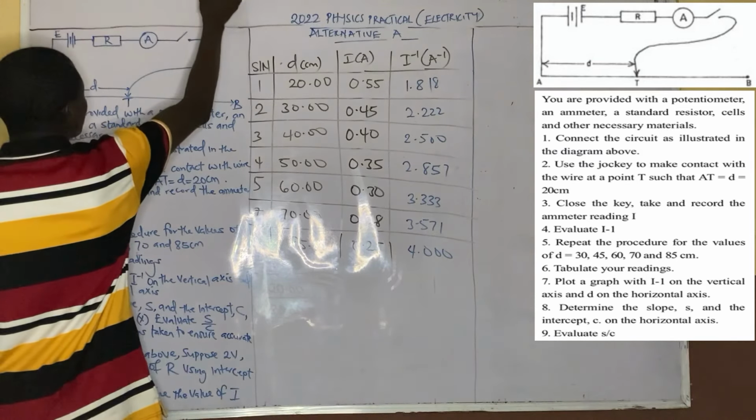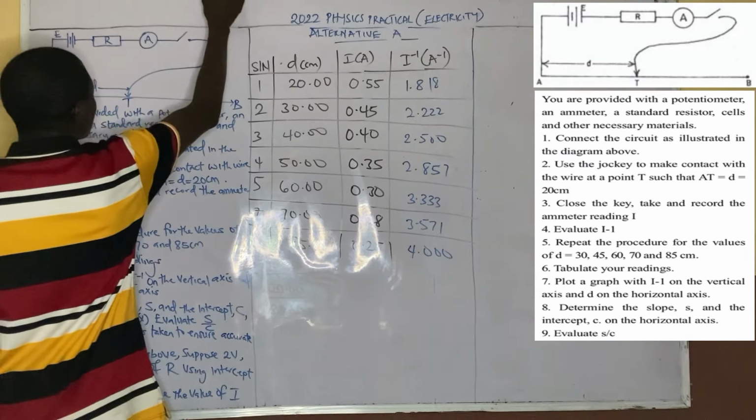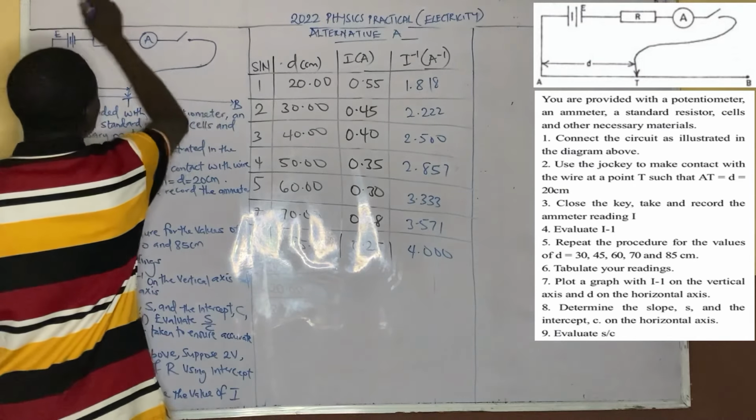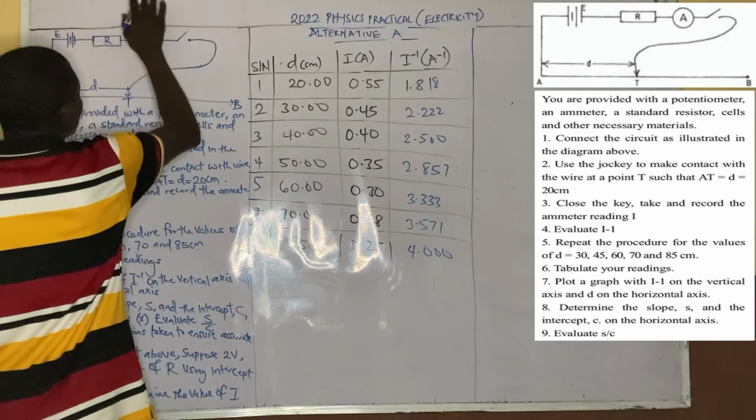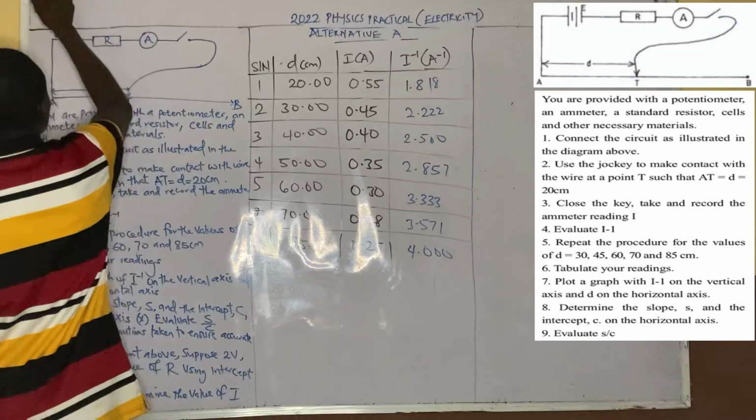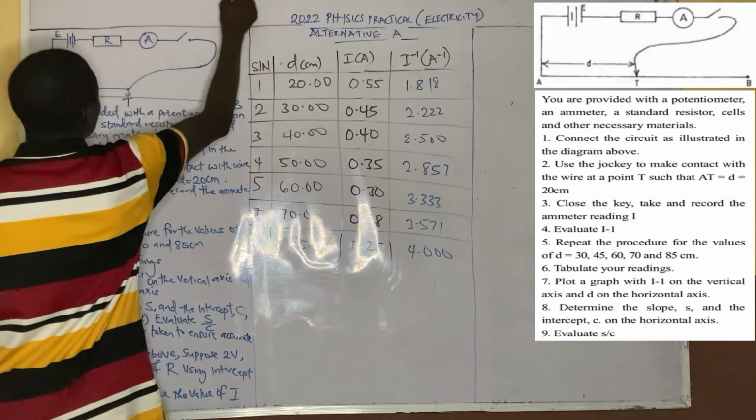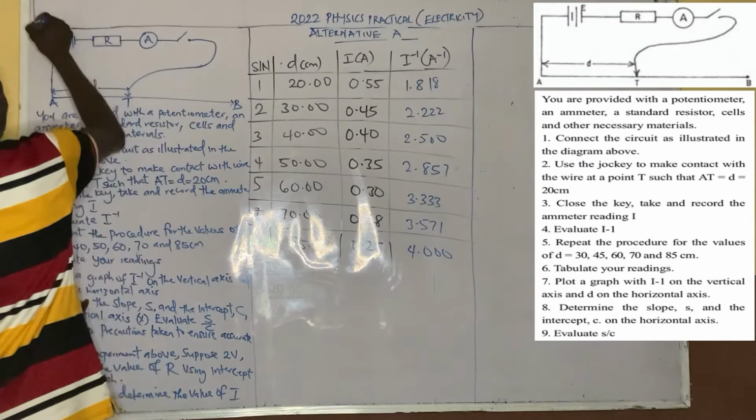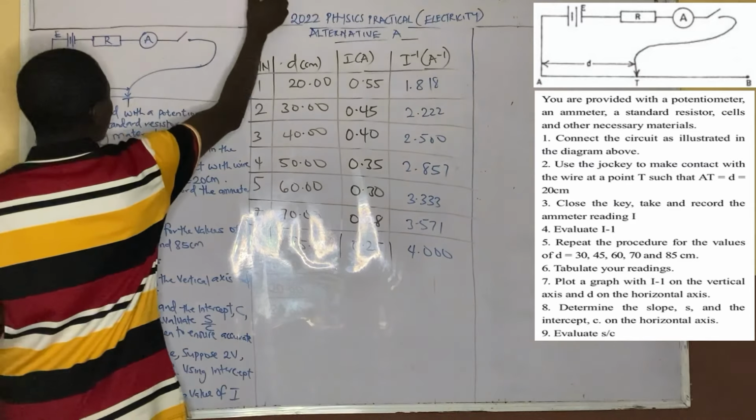Against D, which is in centimeter. So the graph of I inverse against D, which is in centimeter. Let me draw the table of values here, the values that we are going to plot on the graph before I hang my graph.